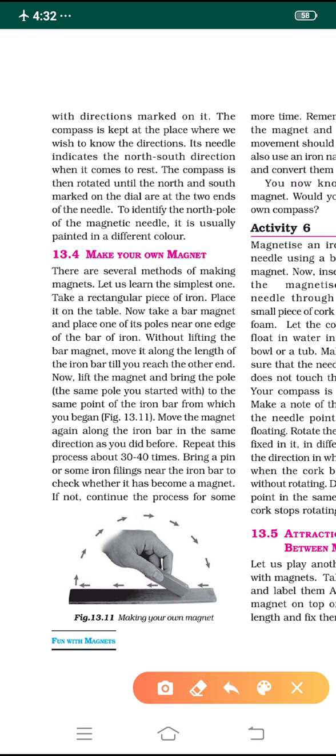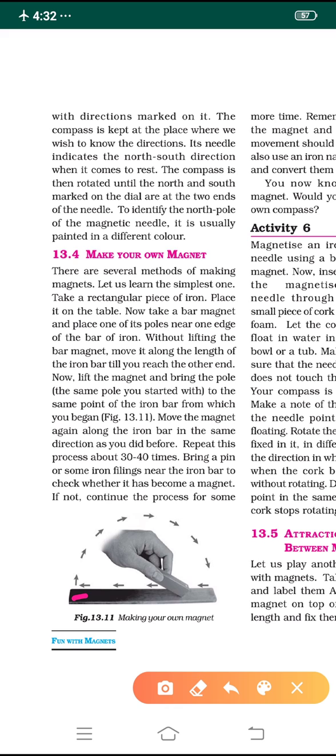So you have to move it along the length of the iron bar in this direction. You can see. Move it along the length of the iron bar till you reach the other end. So this is the other end. Till then you have to move it. Now lift the magnet and bring the pole again.